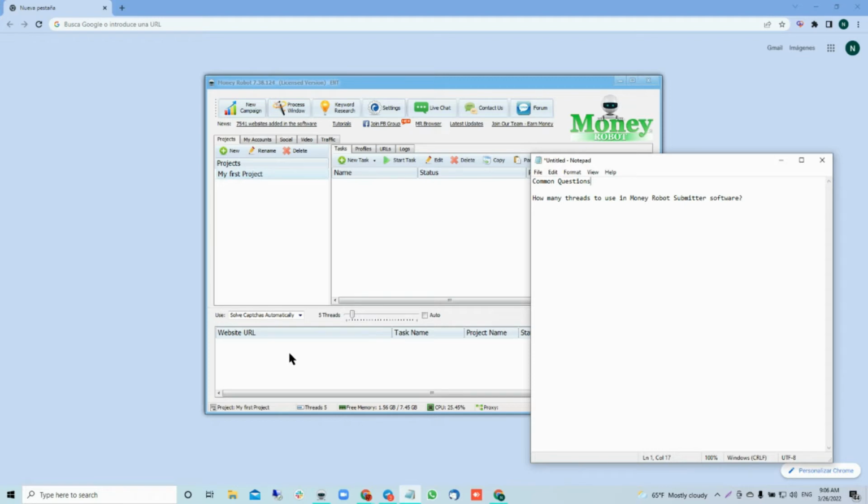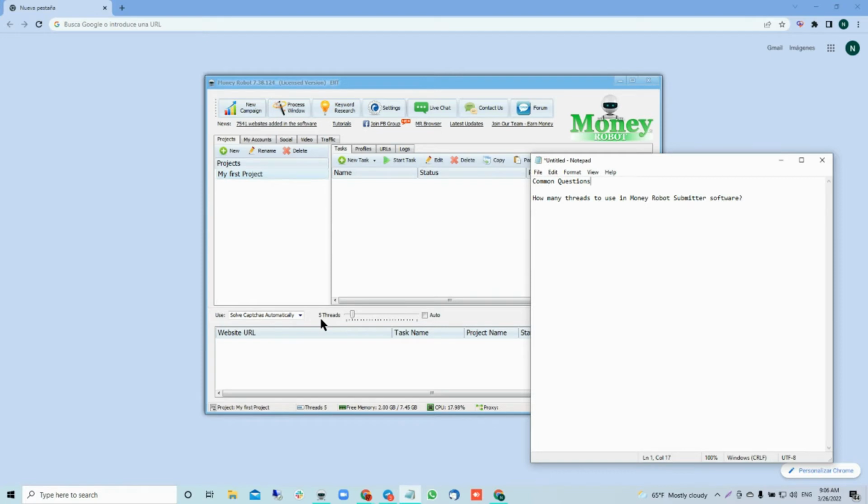Okay, let's talk about another common question. How many threads to use in Money Robot Submitter? Okay, these are what we're talking about, the threads. I don't know if I'm pronouncing it correctly, but this is what we're talking about. First of all, what does it mean?